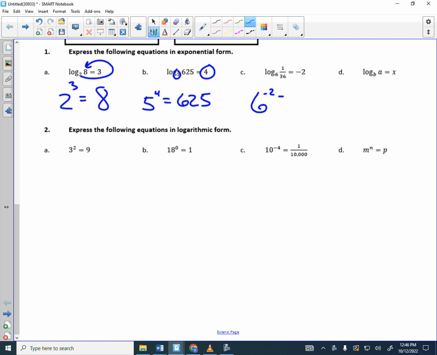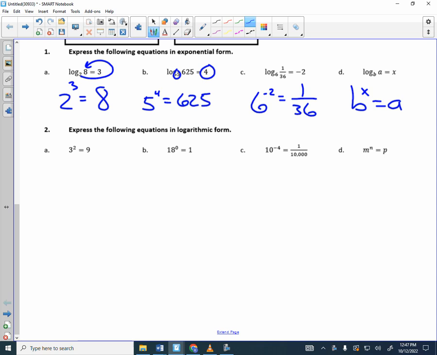6 to the negative 2 is equal to 1 over 36. Why is it negative 2? Because it makes it go down. Makes it in the denominator. Very good. And this last one would be what? The x is equal to a. Very good. So you've seen it written in exponential form.